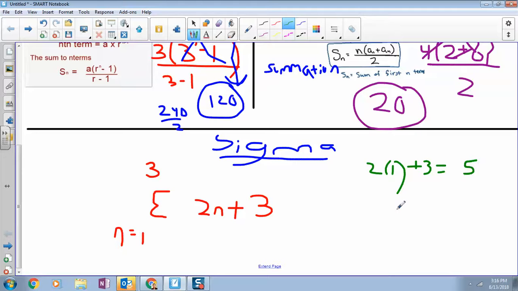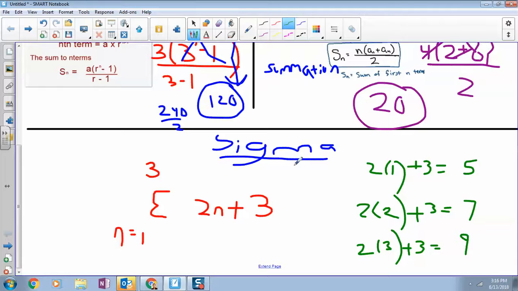Then I would do the next number, 2. So I do 2 times 2 plus 3. 4 plus 3 is 7. And then I would do the next term, which is 2 times 3 plus 3. So 6 plus 3 is 9. And then sigma also means add together all these values. So if I add together those three values, so 5 plus 7 is 12. 12 plus 9 is going to give us 21. So the answer to that would be 21.